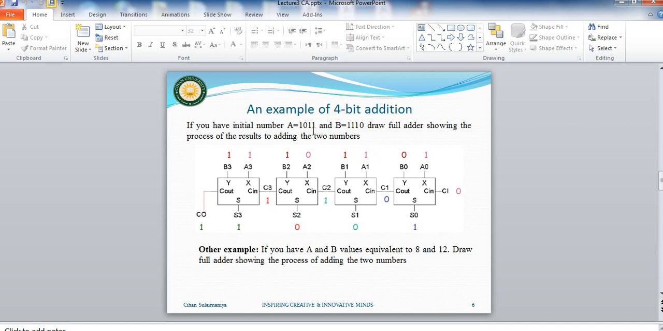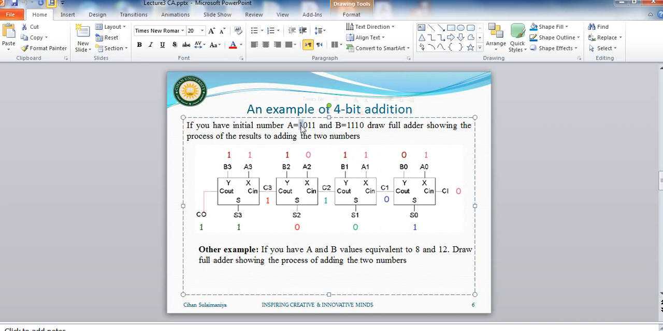We have 1 for A0, so we are going to put 1 here, 1 here, and here is 0, we are going to put it here, and A3, the most significant bit, we are going to put it here. Same for B, we are going to distribute it among the full adders, so this is 0, and this is 1 here, 1 here, and 1 here. Now if we proceed with the addition, we always start with C in, which must be 0.